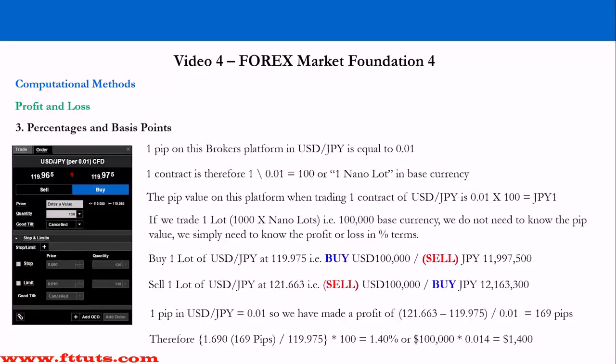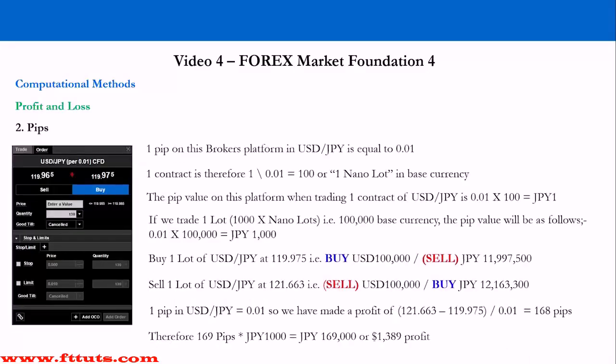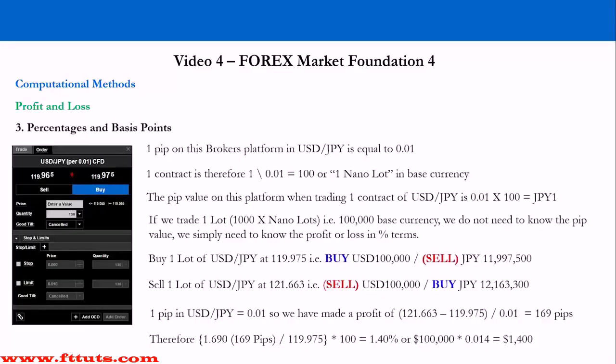So if we did exactly the same trade, all we have to do is work out what 169 pips is as a percentage of the exchange rate when we put the trade on. Multiply that by 100 and we get 1.4%. Or if we work out 1.4% of 100,000, we get $1,400. So pretty much bang on what our profit was before, $1,389.